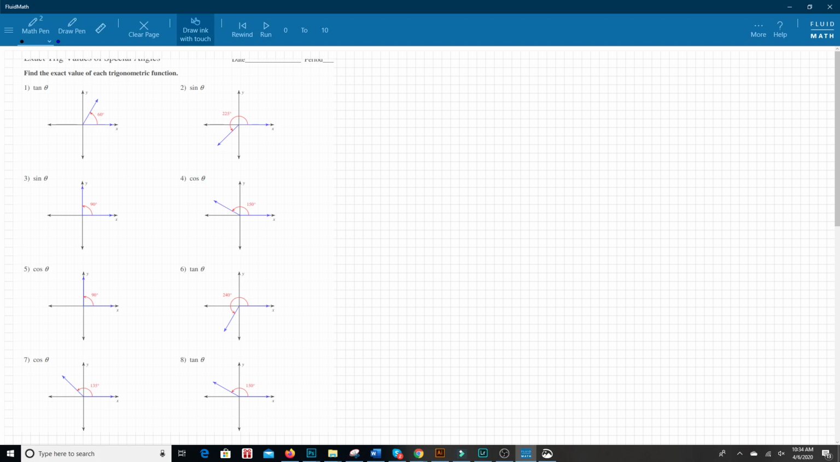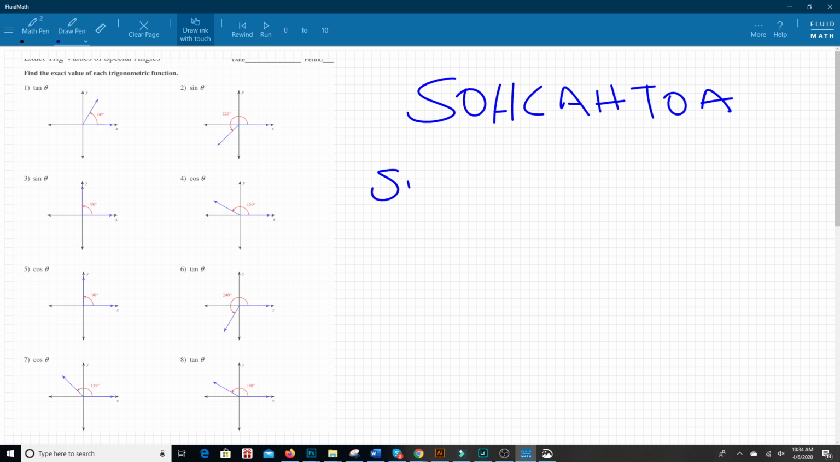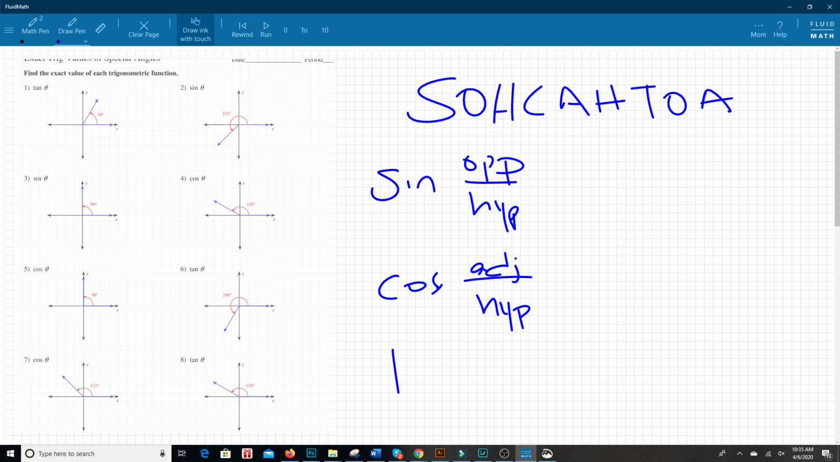Now keep in mind SOHCAHTOA. I'll just write that out, SOHCAHTOA. Right, so we want the tangent of theta. What would tangent represent? So again, let's look at this. Sine represents opposite over hypotenuse. Cosine represents adjacent over hypotenuse. And tangent represents opposite over adjacent.